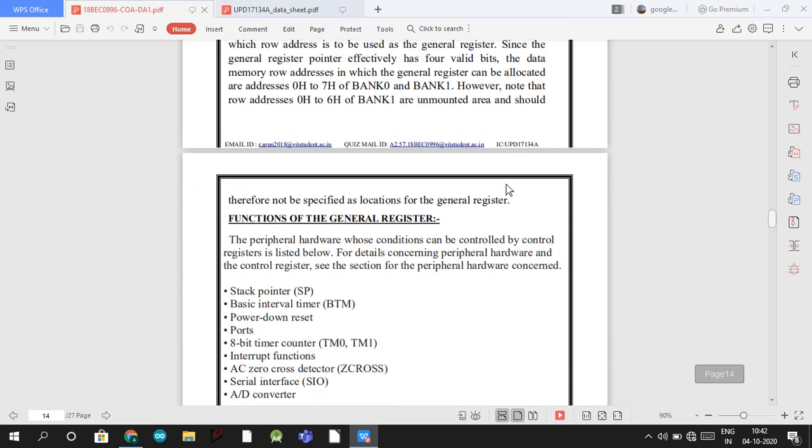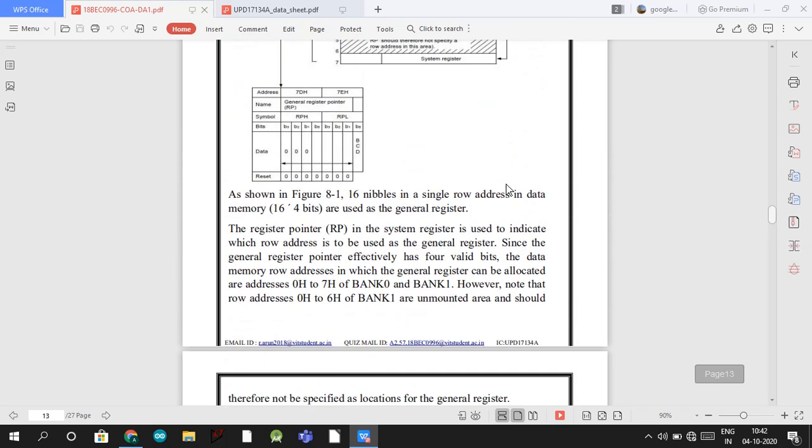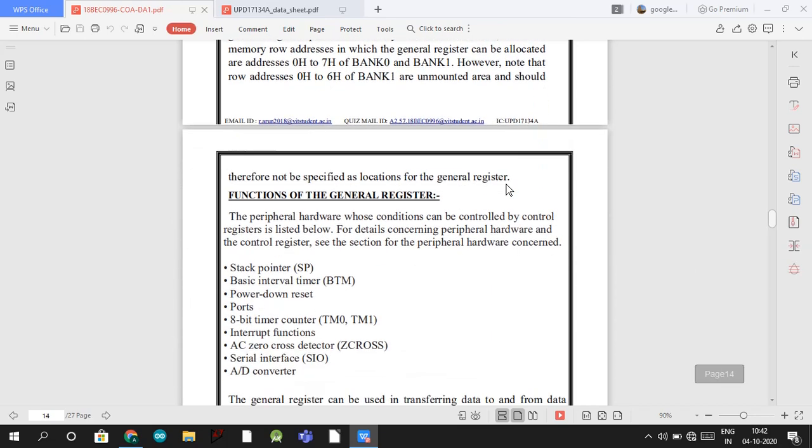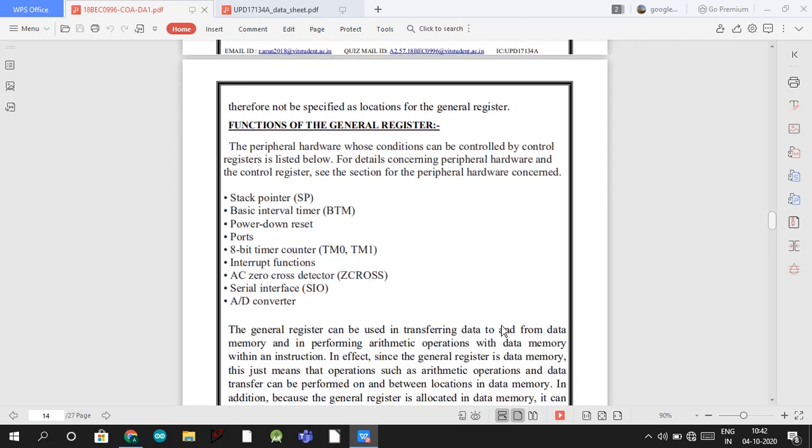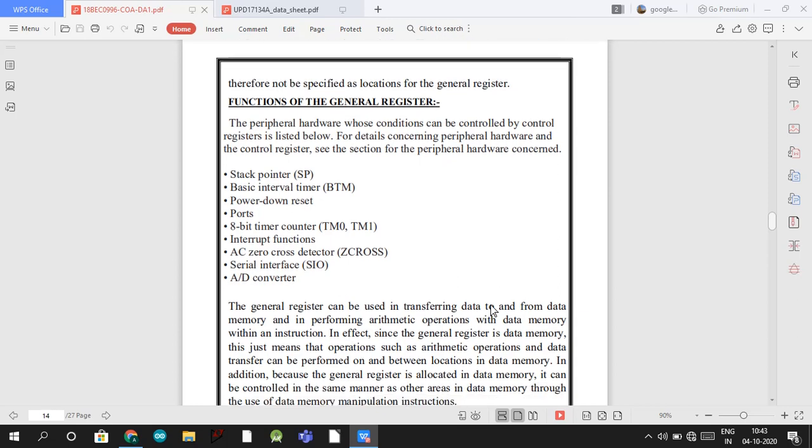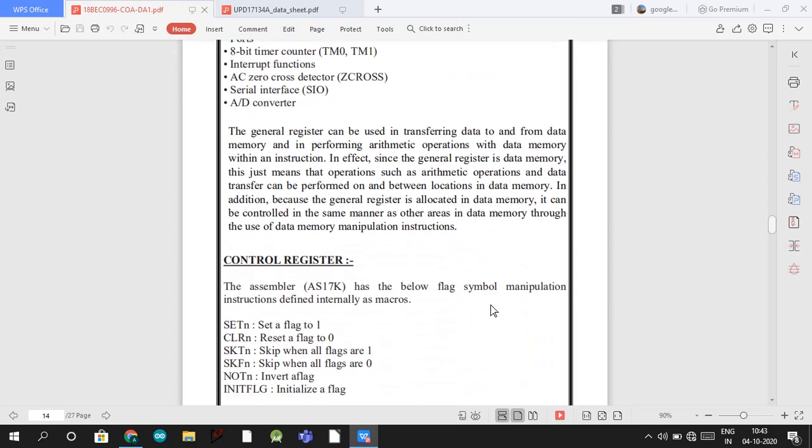Here see what functional general registers are used in UPD17134A. These are the functional registers: stack pointer SP, basic interval timer, power down register, ports, 8-bit timer counters TM0 and TM1, interrupt functions, IC0 cross detectors, Zmin, ZC, ROS, serial interface and analog to digital converter. These are the functional general registers used in the UPD17134A.